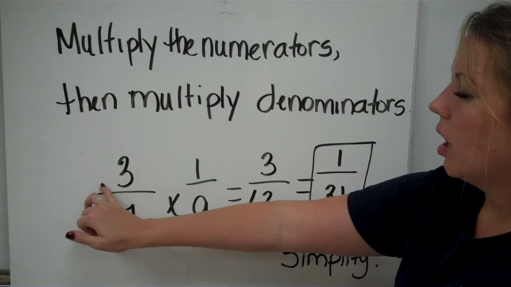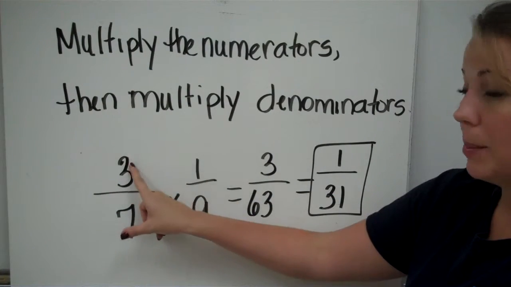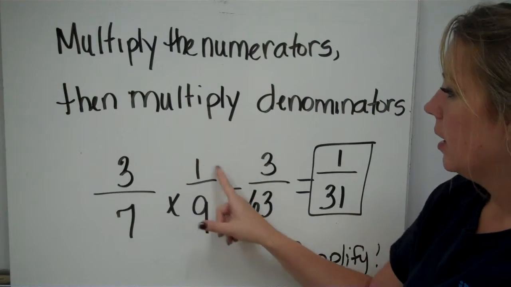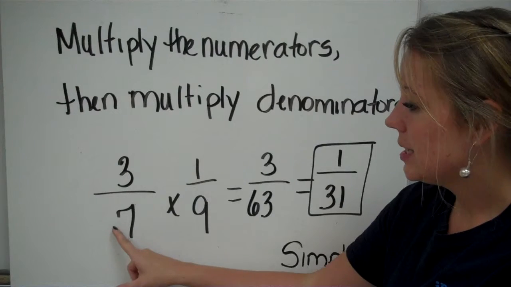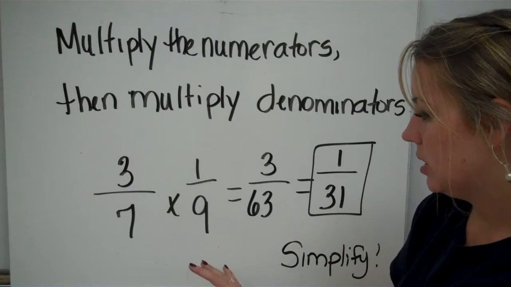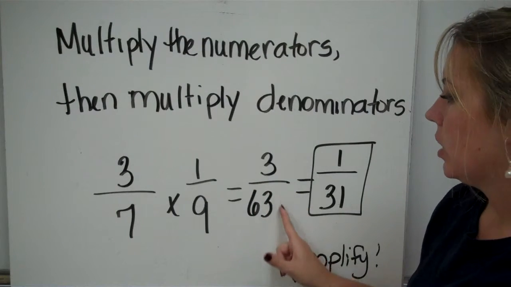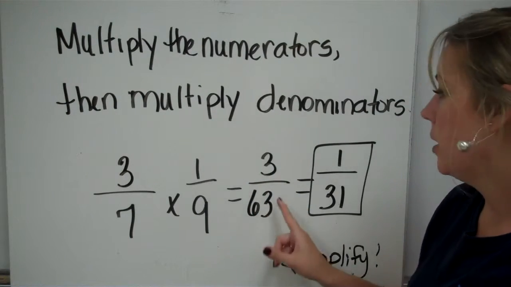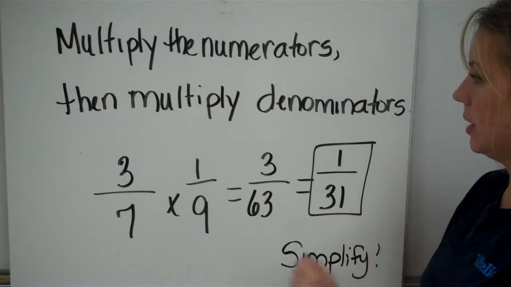So you only go across: 3 times 1, remember numerator by numerator, is 3. And that stays in the numerator position. Then 7 times 9, which we know, if we can use our fingers, whatever we need to do, is 63. Well, I automatically see a 3 and multiples of 3 showing up, so I find 1/21. So make sure that you simplify, and that's what I'm trying to show you there.